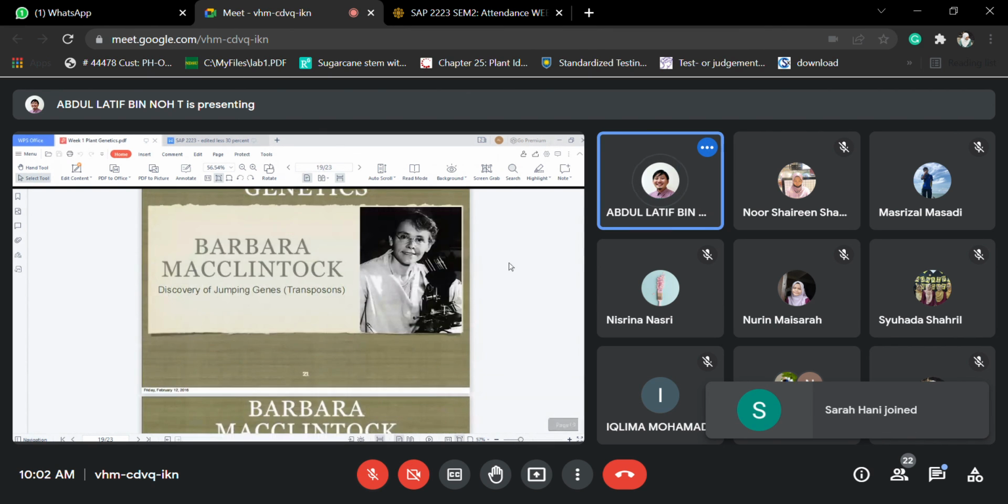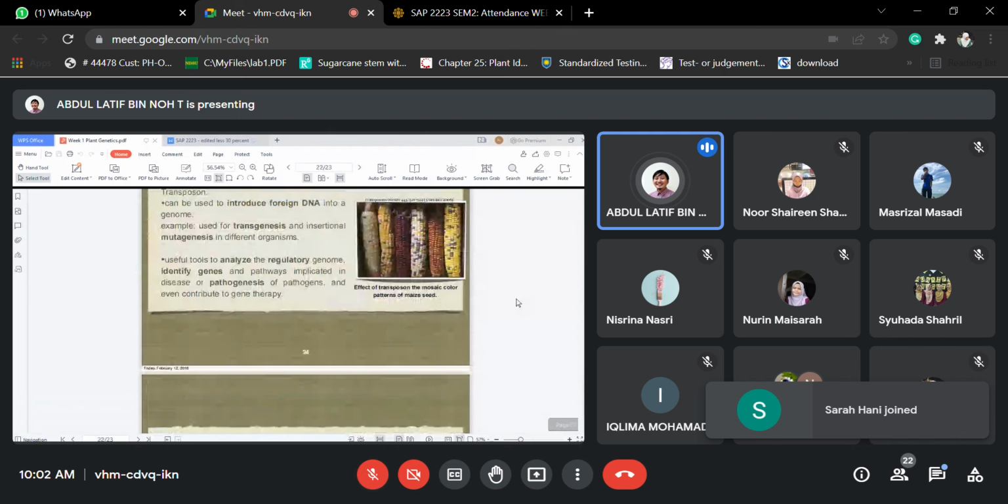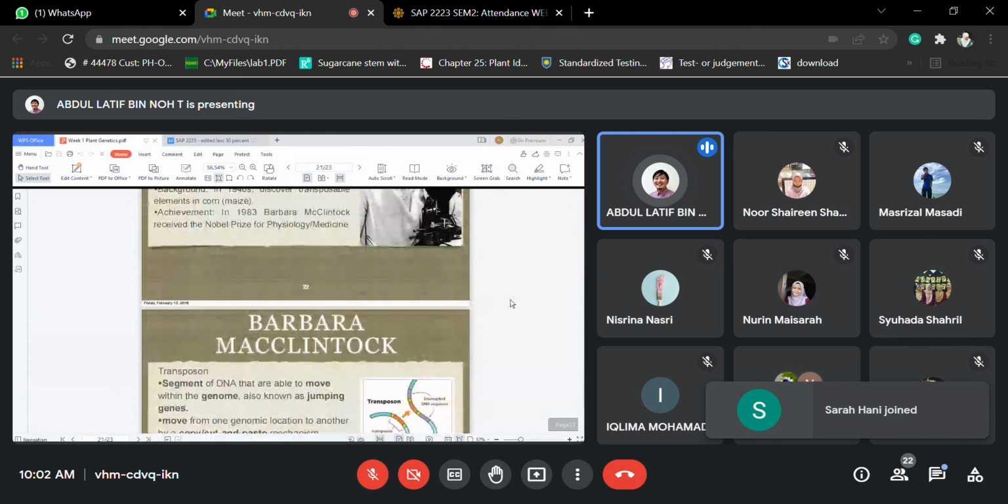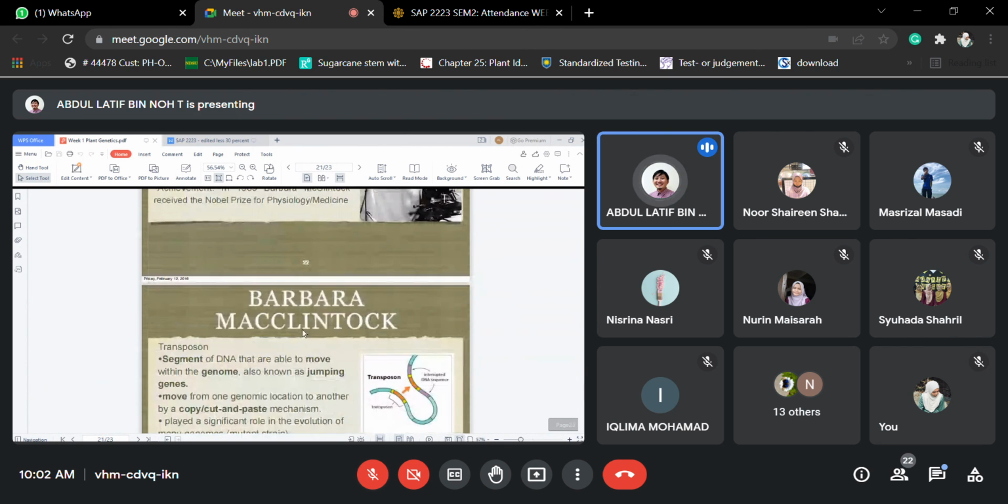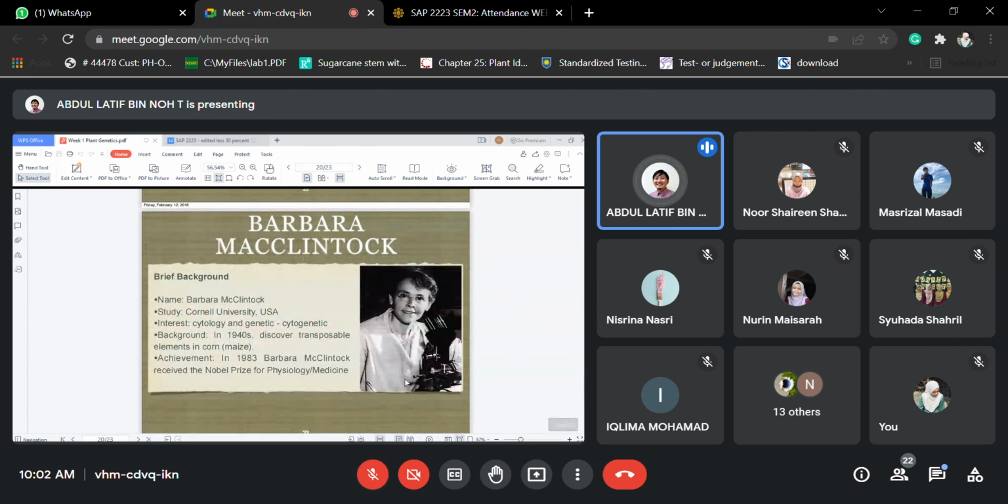All right. So last but not least, this is a topic for next week lah. Sikit, just introducing you guys to Barbara McClintock, the discovery of jumping genes. We call it transposon. So this is very interesting. Just a little bit of background on Barbara McClintock, right? Since the day before yesterday was International Women's Day, happy Women's Day to all.